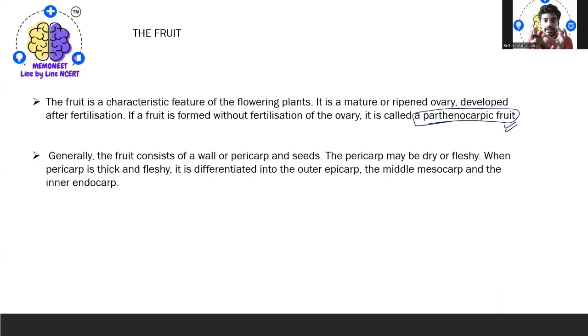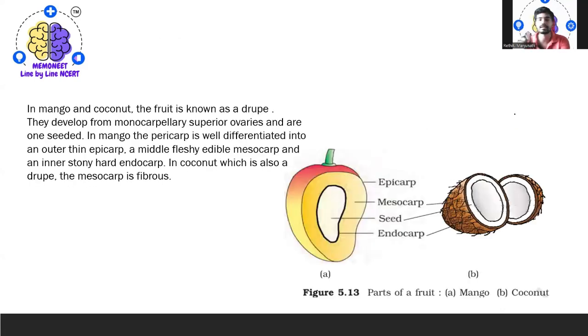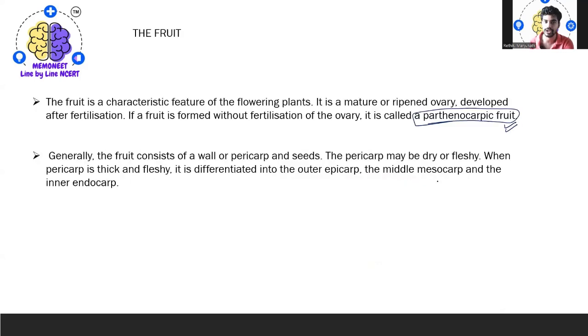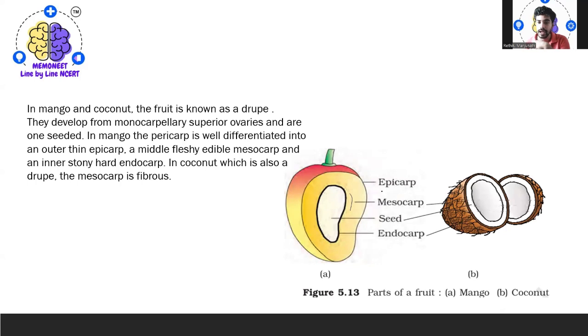Generally, the fruit consists of walls or pericarp and seeds. Then the pericarp may be dry or fleshy. As you can see here, it could be dry or it could be fleshy. And when the pericarp is thick and fleshy, it is differentiated into what? Outer epicarp, middle mesocarp, and inner endocarp.